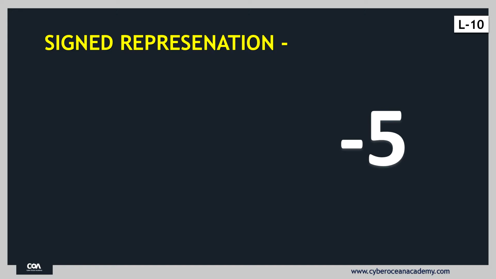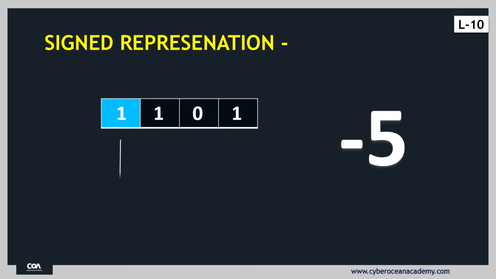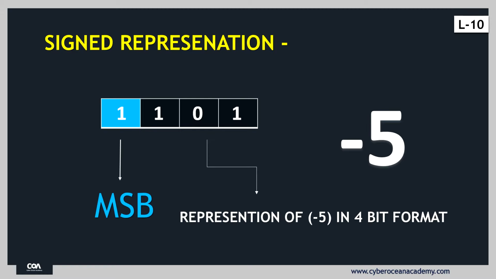So here just change the value of the MSB because of the negative sign. Here the sign is negative. That means the MSB should be 1. So this is your MSB, and we can say that this is a 4-bit representation of minus 5.